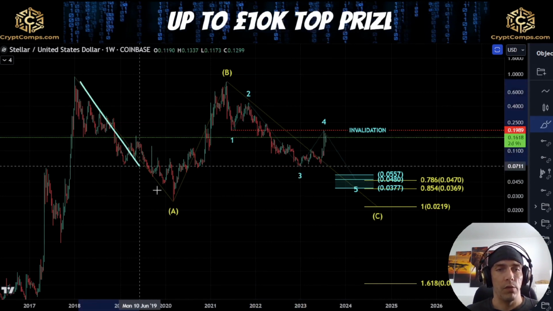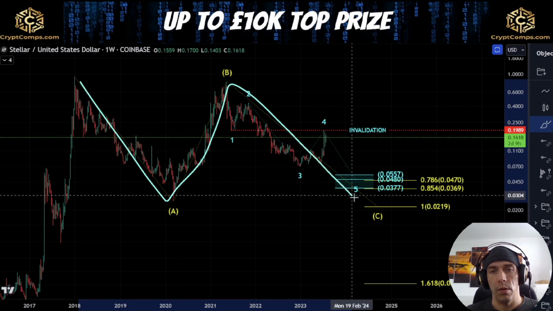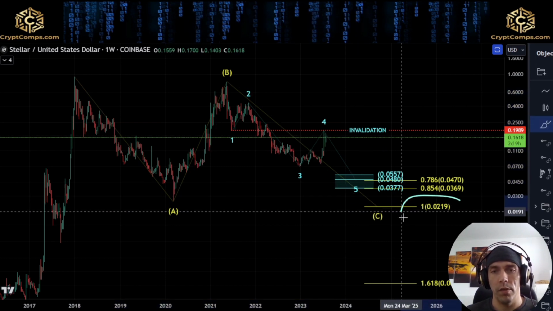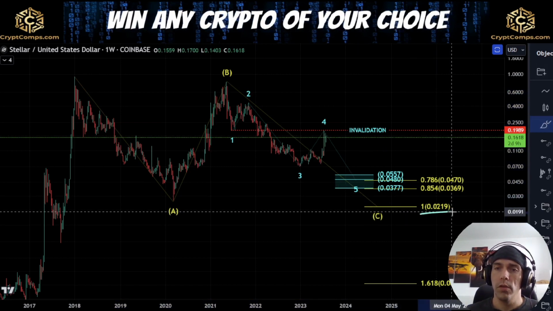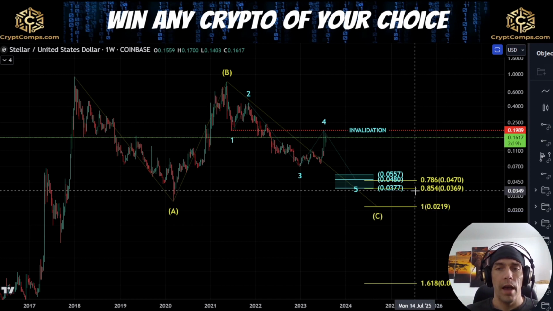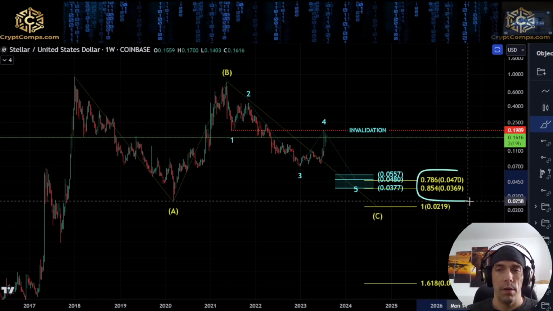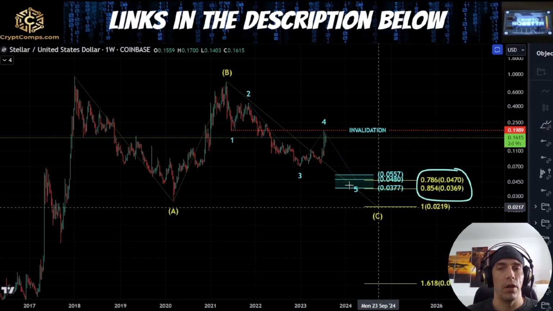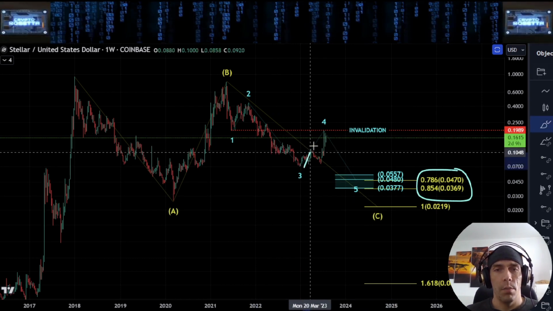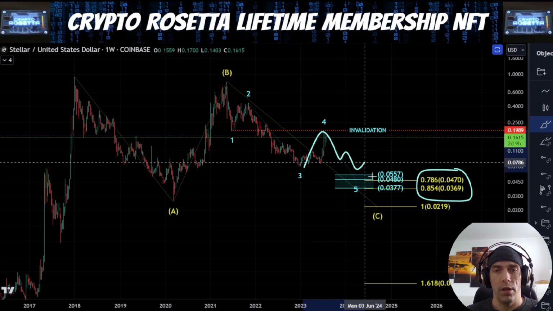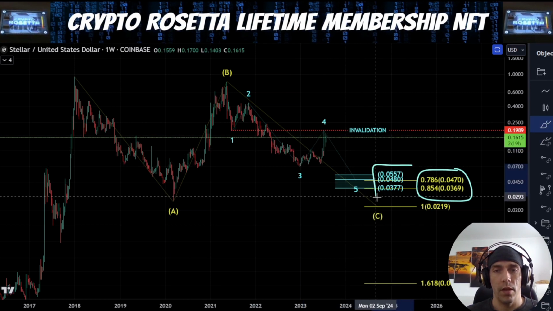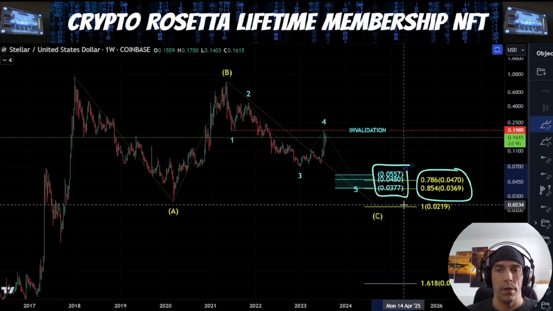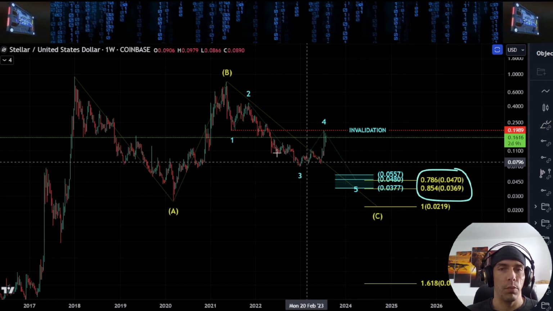Now, that would mean that this would be an A, this would be a B wave, and then we're looking for the C wave. 1-to-1 is actually lower down here towards the 0.219, and the 0.786 and 0.854 are sitting here towards the 0.0470 to the 0.3069. If we do see a push to the downside again here in 5 waves, what we could possibly see is this zone here, the 0.0557 to the 0.0377 as a possible zone.